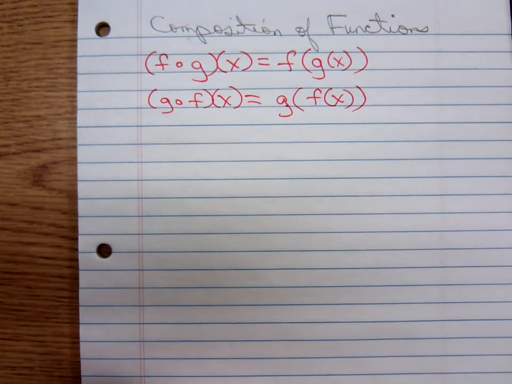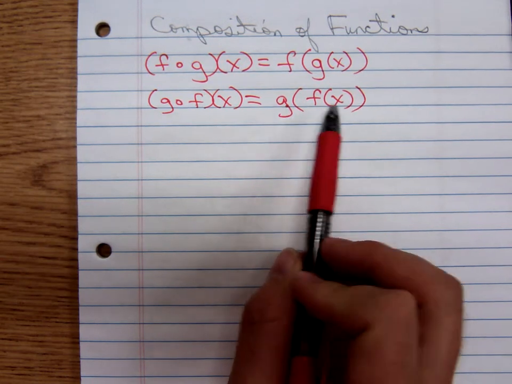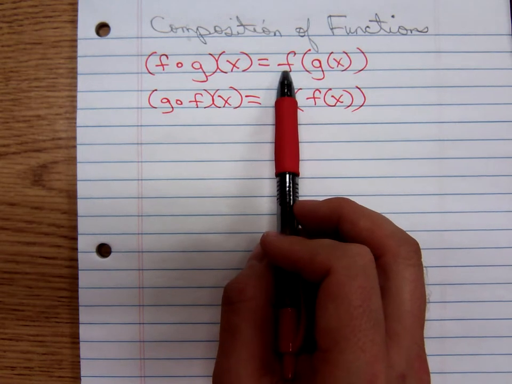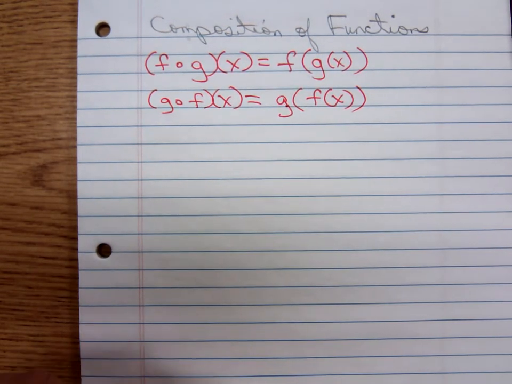And this is just function notation. This is saying go to g, wherever you see a variable, plug in the function f of x. This is saying go to f, wherever you see a variable, plug in the function g of x.